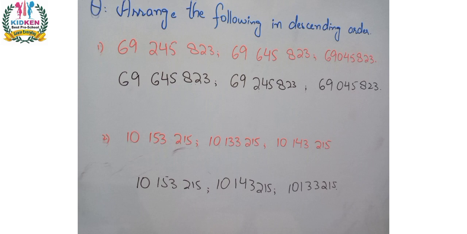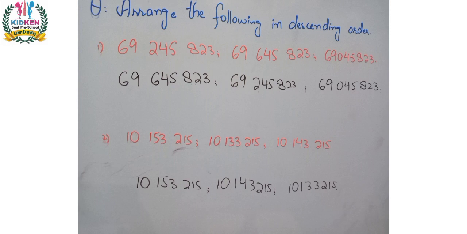So simply, we can see which value is much greater than the others. 69645,823 is much greater than the other values, so we write this first. Next is 69245,823, then a smaller value than this, and the smallest value is 69045,823.